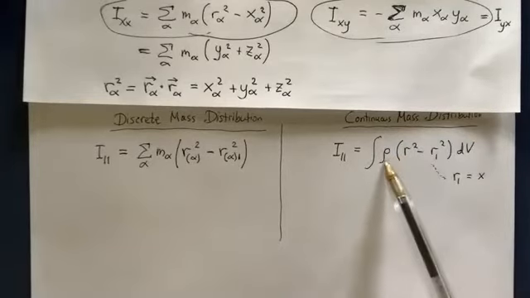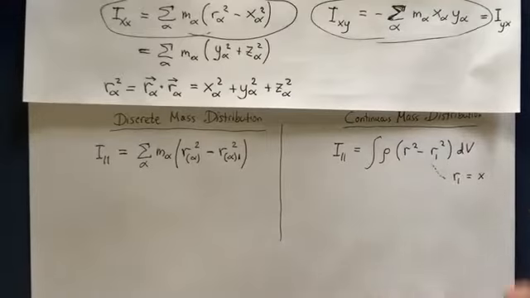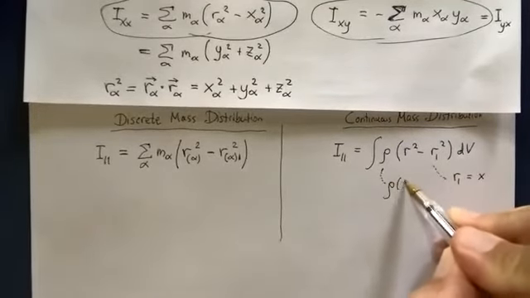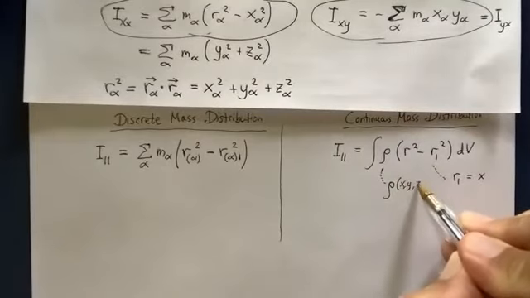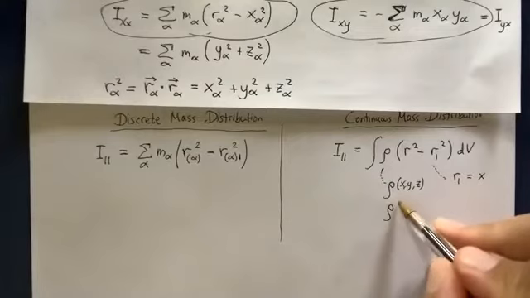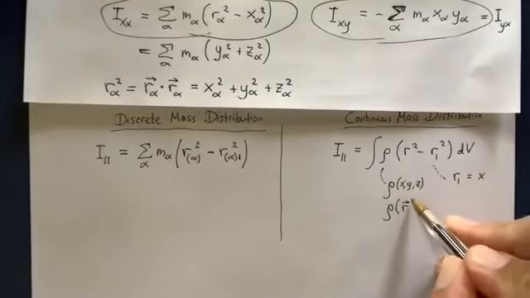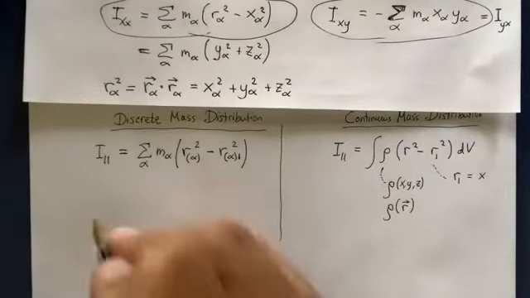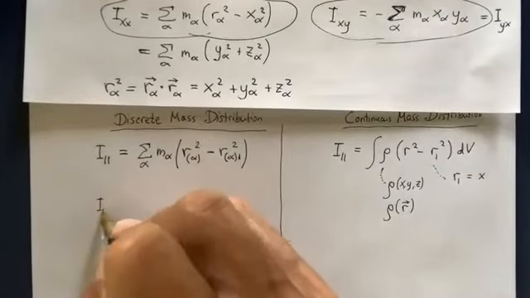And that function, well, let's clarify here. Rho is a function of x, y, and z. The better way to write it would be rho is a function of r vector. Okay, it's a scalar field. All right, so having said that, let's look at an off-diagonal element. So that would be the I12.